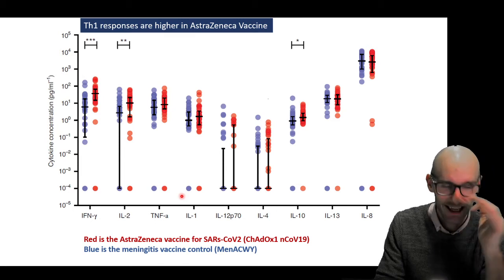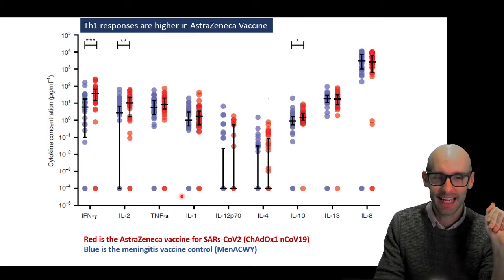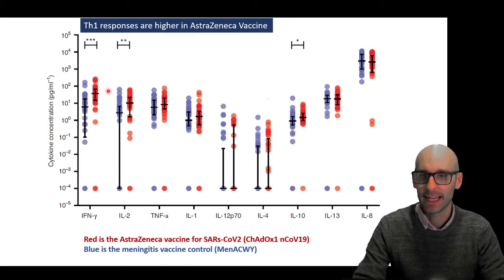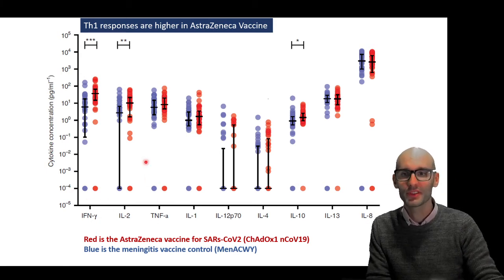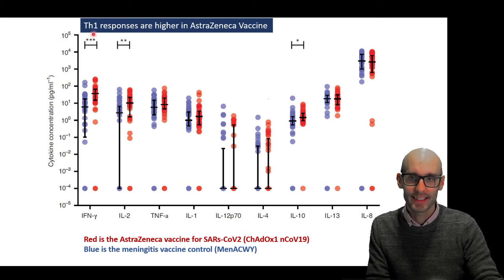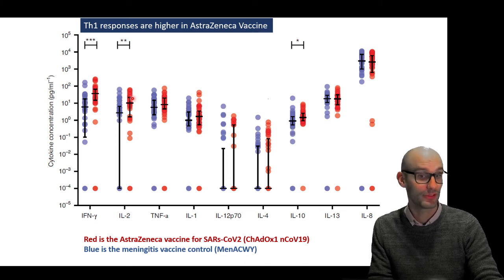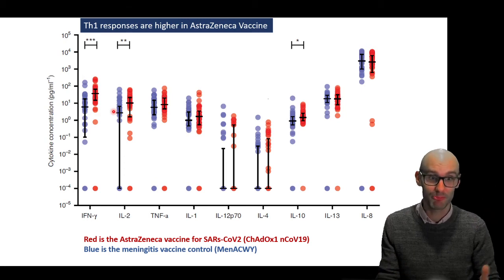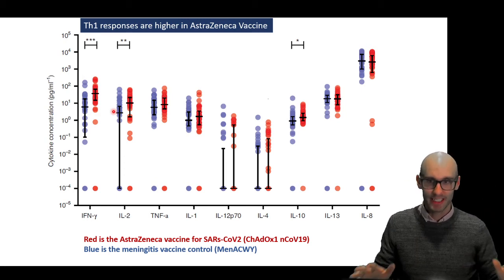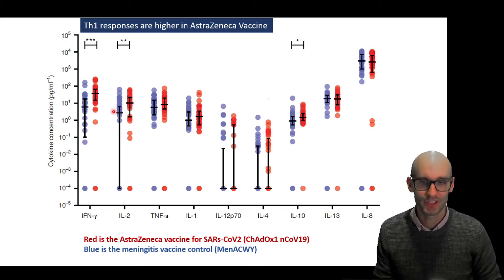What are we getting? Now that I've sort of gone into the complications of this graph, what are we getting? So interferon gamma, IL-2, that's a Th1 response. And we can see these stars here mean significantly different. And they'll put a little line there to say that's significantly different to that. Red is the AstraZeneca vaccine. Blue is the meningitis vaccine. Remember, these cells were stimulated with spike protein, so we wouldn't expect really any response in the meningitis vaccine control.